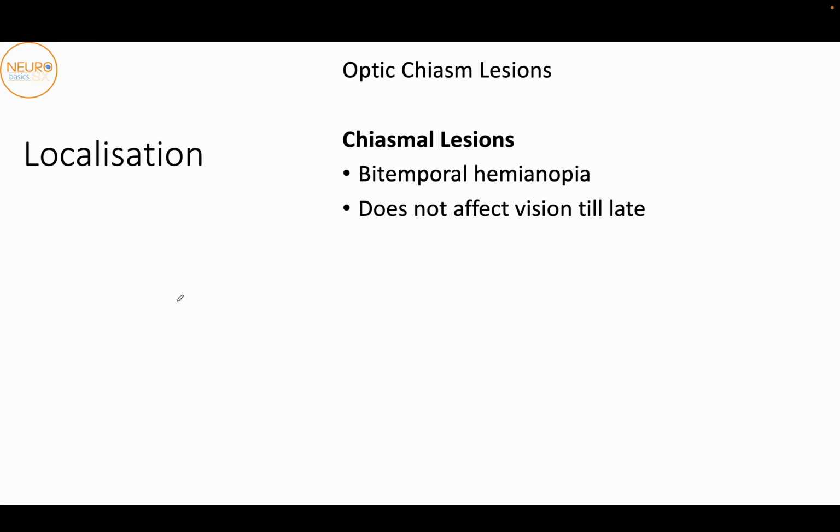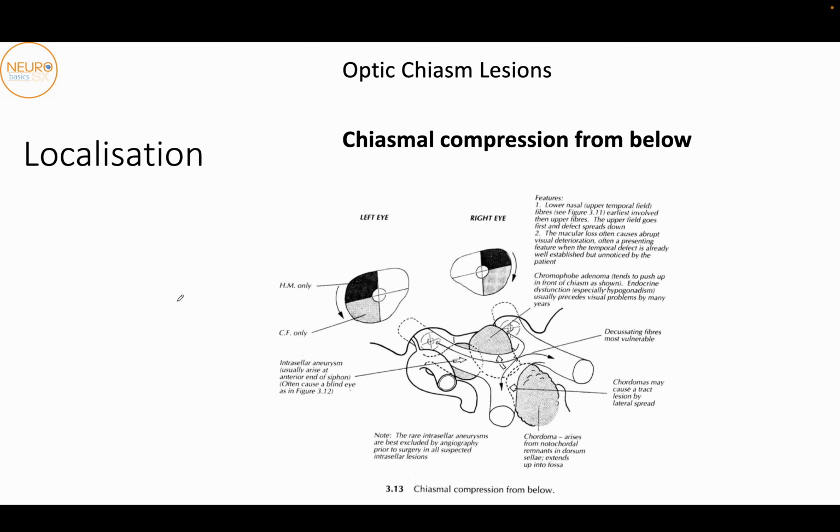A standard chiasmal lesion, on the other hand, causes compression on the chiasm and affects the crossing nasal fibers, so will lead to a bitemporal hemianopia. As we know, because the macular fibers are quite safe in there, it usually does not affect vision till late. Now, optic chiasm lesions could be affected from lesions which are either pressing the chiasm from below or pressing the chiasm from above.